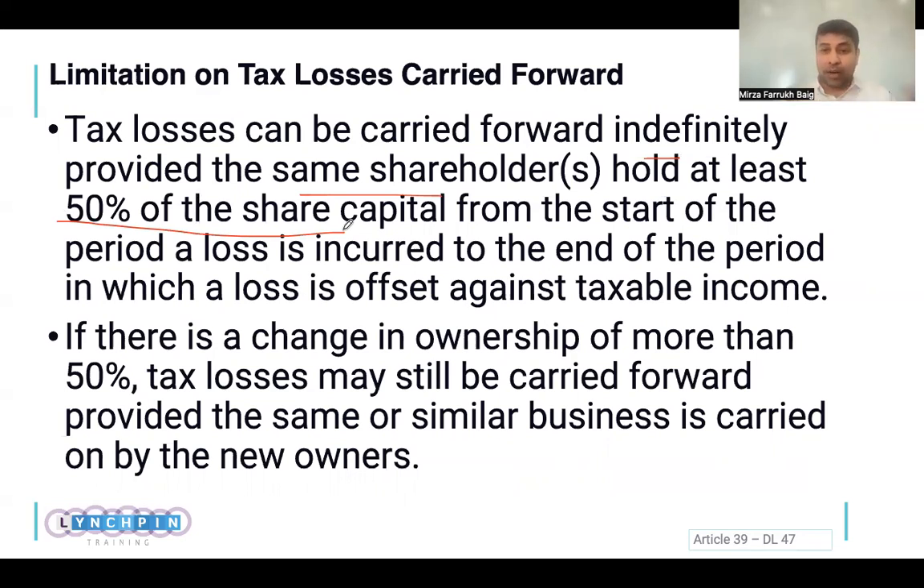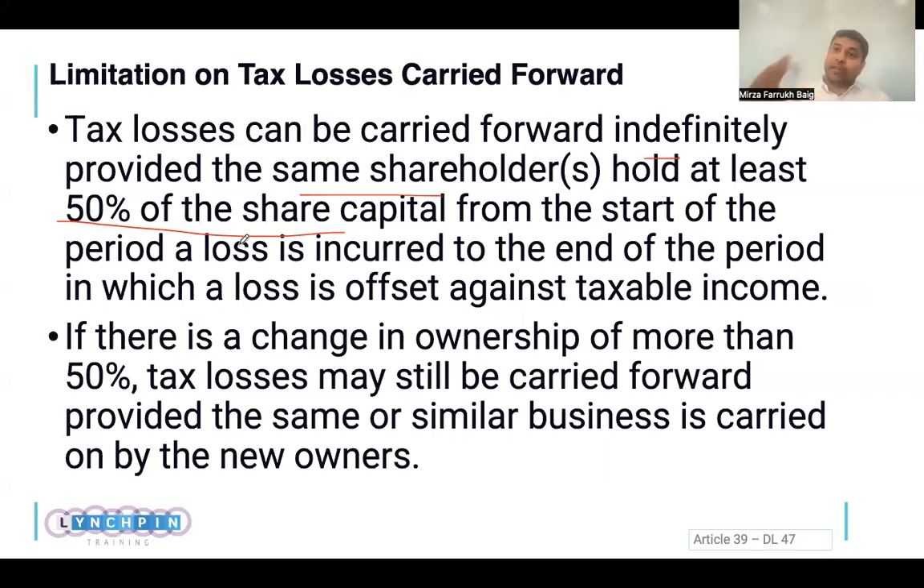So again, an important area. If anybody is planning to sell a company or acquire a company, you should understand that if shareholders will change, or if your shareholding will turn out to be a minority shareholding after the transaction, there could be a risk that the loss cannot be offset in the future.